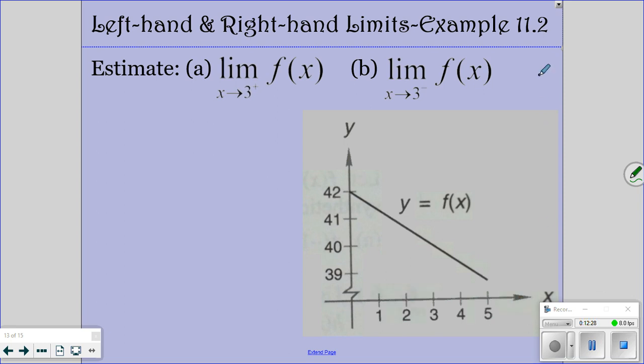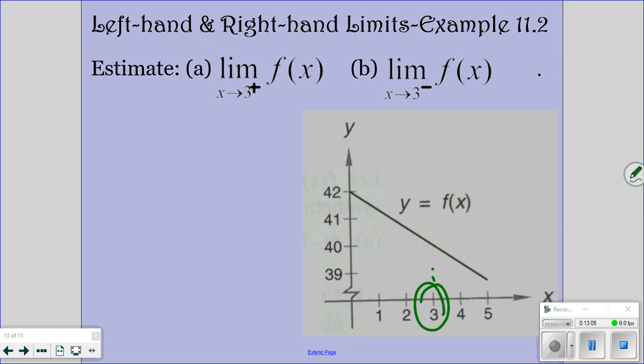We want to estimate the limit, and y'all may not be able to see it here. There's a plus sign. And there's a minus sign. It may be hard to see on the computer. So we're looking at 3, which is right here. Okay, and we want to know as it approaches from the left and from the right. From the right and from the left.